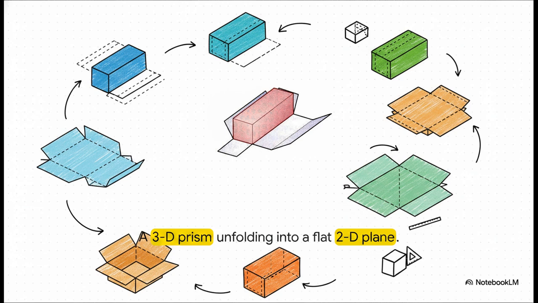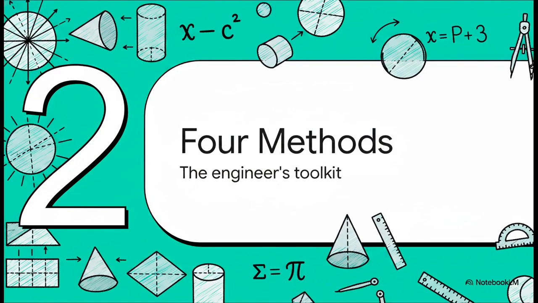And out in heavy industry, those dotted lines aren't just folds. They represent exactly where a massive machine called a press brake is going to apply thousands of pounds of force to bend solid steel into its final structural form. Moving right along to part 2, 4 methods of development.